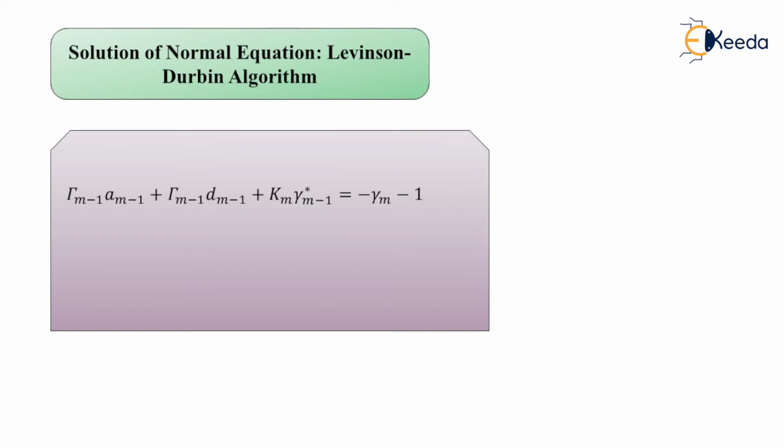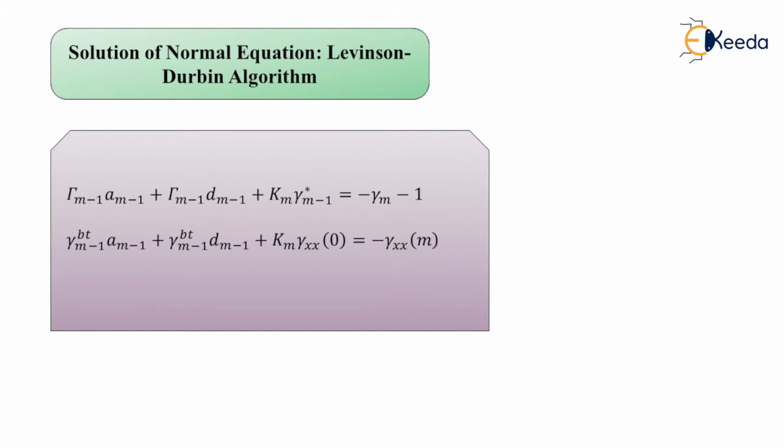Whereas the second equation that we can extract is γ_{m-1}^{bt}. This is multiplied by a_{m-1}, further added to γ_{m-1}^{bt} multiplied by d_{m-1}, and this is further added to K_m multiplied by γ_xx(0). So this is equal to minus γ_xx(m) here.